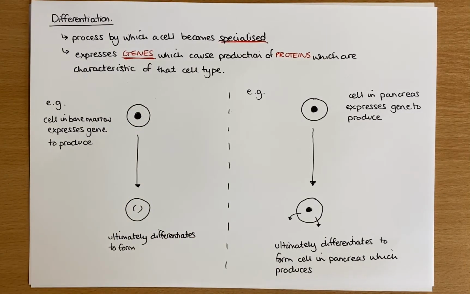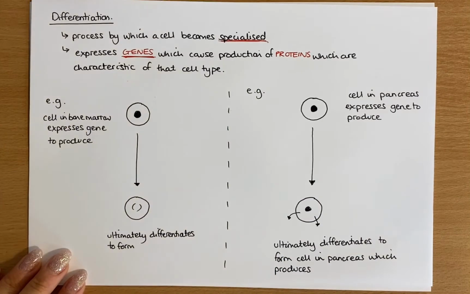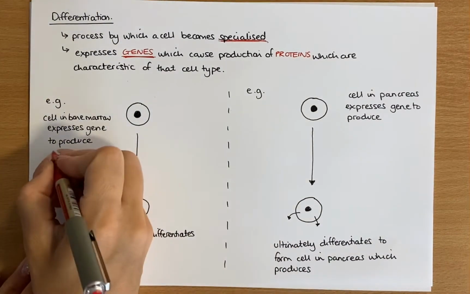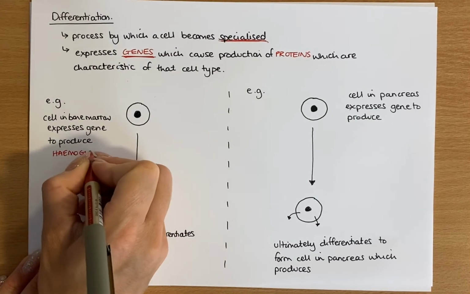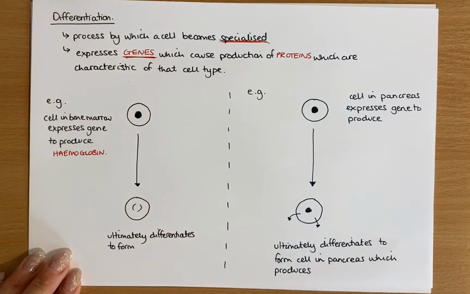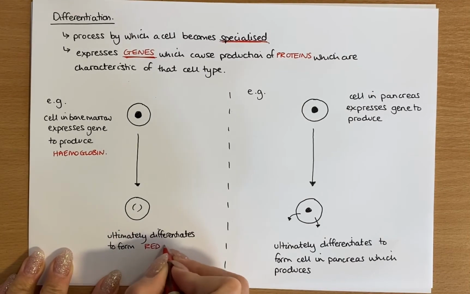So the example I've got here is a cell in the bone marrow. Now your bone marrow is the site of production of all of your body's blood cells, so red blood cells, particular white blood cells, platelets and other things like that. This cell in the bone marrow, which is a stem cell, which I'll come on to, will express the genes to produce a particular protein, and in this case, we're going to say it is hemoglobin.